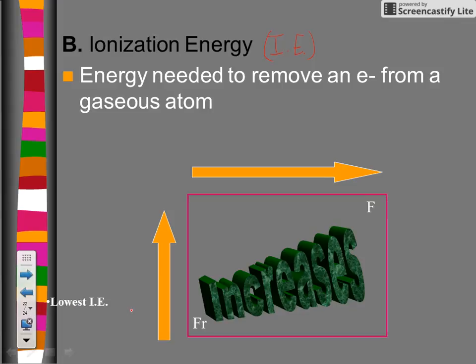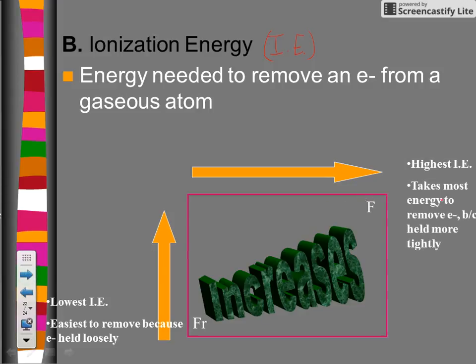increases. So francium has the lowest ionization energy between these two atoms we're referring to, francium and fluorine. It would be the easiest to remove the valence electron from because he holds his electron very loosely. On the other hand, fluorine has the highest ionization energy. It takes the most energy to remove an electron from him because he holds his electron very tightly and shields it.